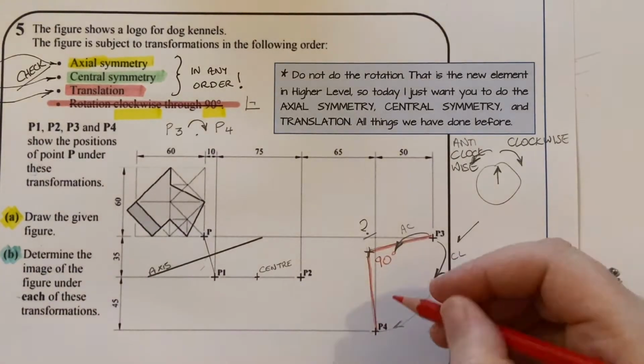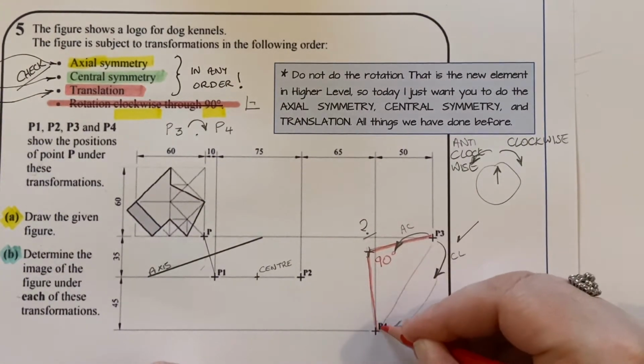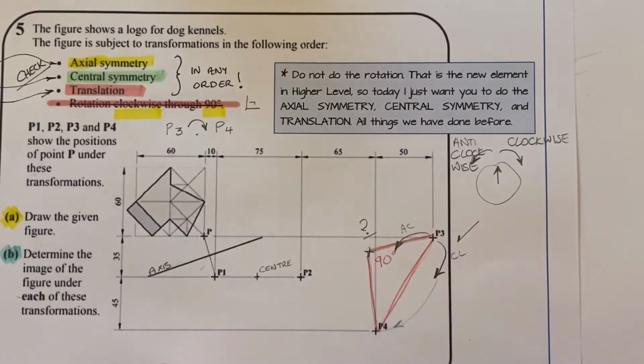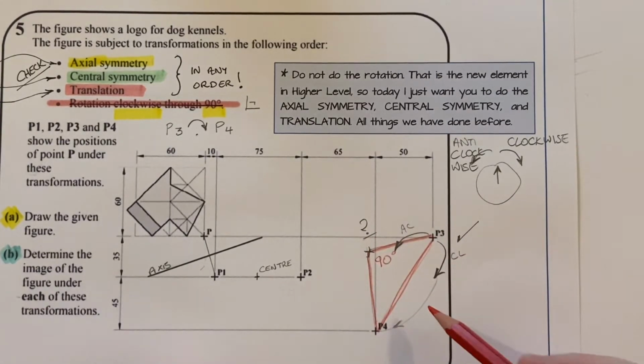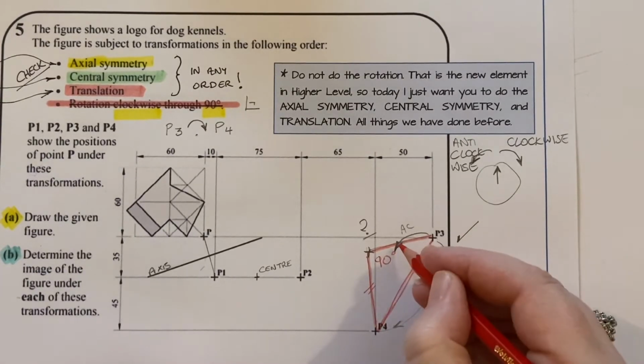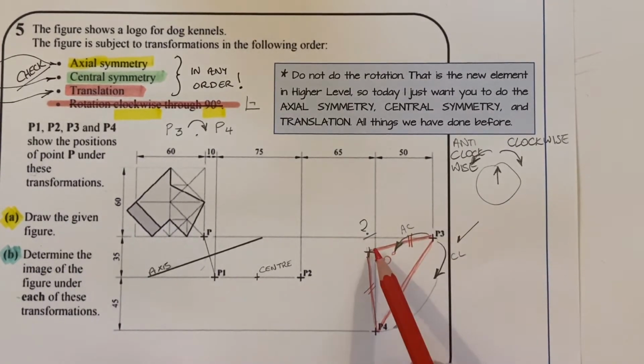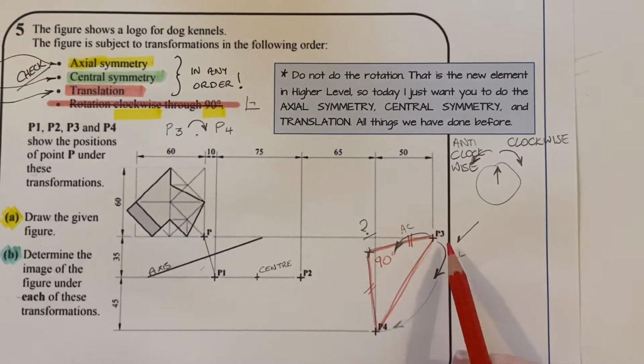If I joined, let's just join P3 to P4 for a minute there. Okay, just do it roughly. It doesn't have to be perfect. If I join that point, that triangle, that red triangle is isosceles because the length at this side would be the same as the length at that side because it's a rotation, it's a radius, R for radius, R for rotation.